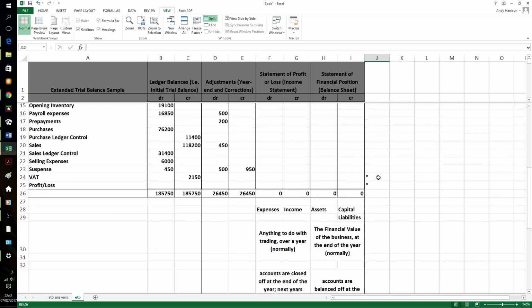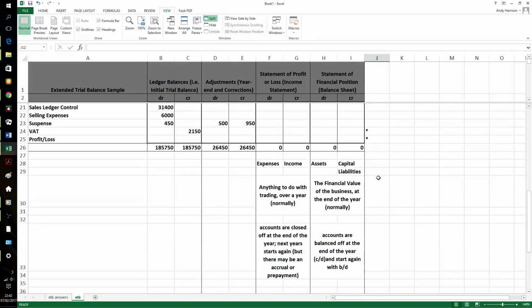So a quick little look at what goes in the accounts. So profit or loss is expenses and income. Anything to do with trading, it's over a time period, usually over a year. These accounts then, they're closed off at the end of the year, transferred to the profit or loss, which we treat as a ledger. The only time you'll see a brought down balance for the start of next year will be if there's accrual or prepayment on them.